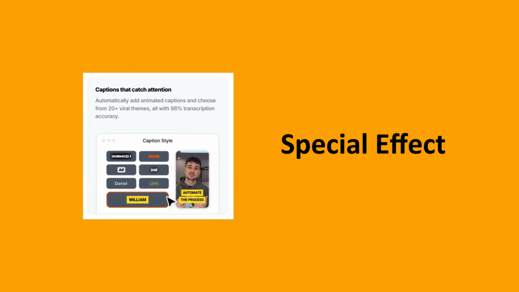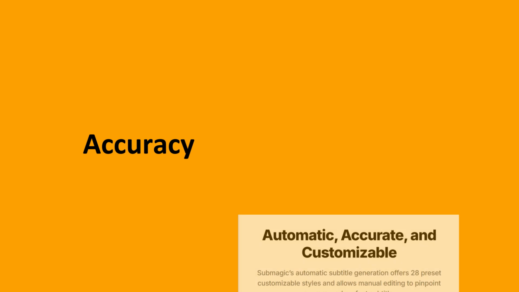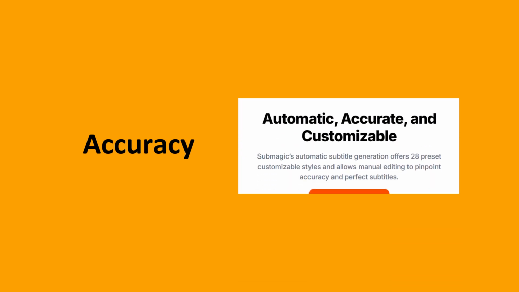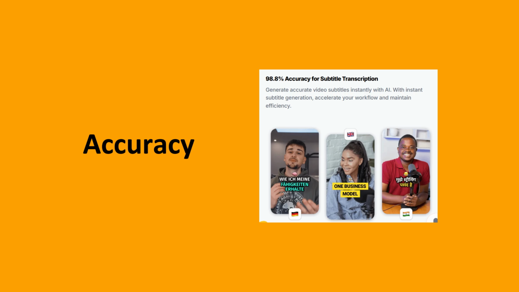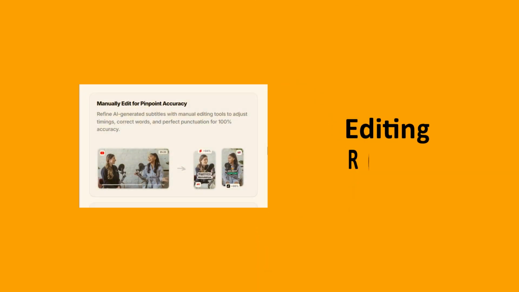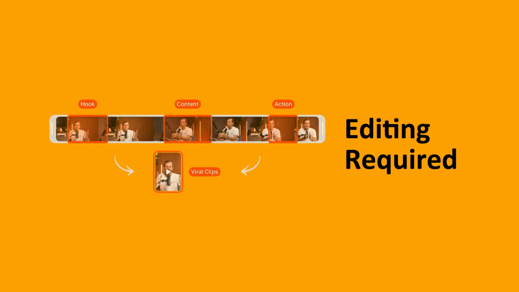And on the flip side, with the cons, you have accuracy. While AI-powered, the accuracy of generated captions may vary, especially with complex audios or strong accents. Editing required. You'll likely need to review and edit the captions to ensure accuracy. Although this is more or less the same with many of the AI-powered softwares available today.